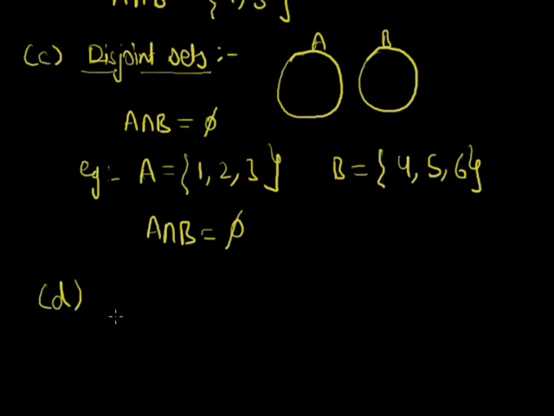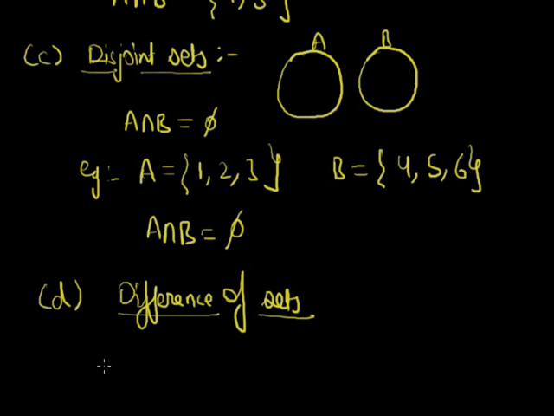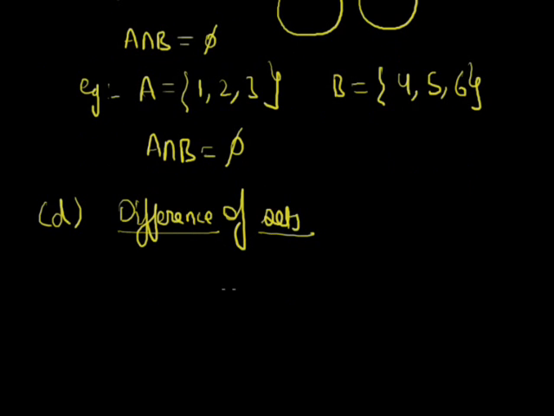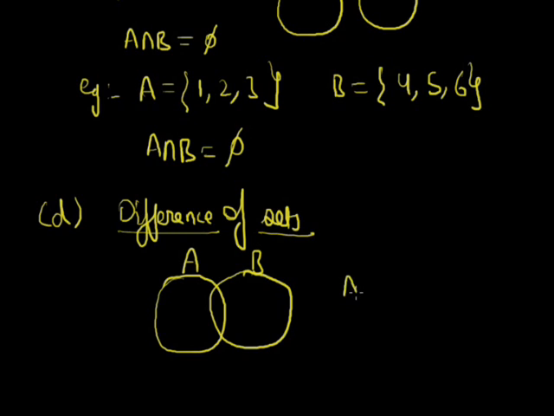Now we'll see the next operation on sets, that is difference of sets. How can we define the difference of sets? Suppose we take two sets, again A and B. If we talk about the difference of sets, let's say A minus B, then A minus B is the region which is there in A but not in B. So that region is considered to be the difference of sets.